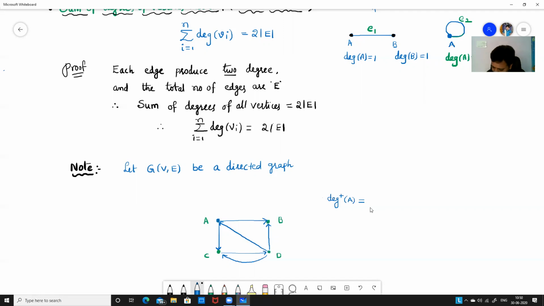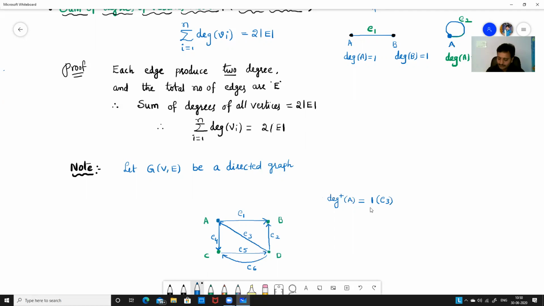What is that edge? Suppose I call the edges E1, E2, E3, E4, E5, and then E6. Clearly, only one edge is incident to A. Therefore, the in degree of A is equal to 1. Who is that edge? Obviously, that edge is E3.